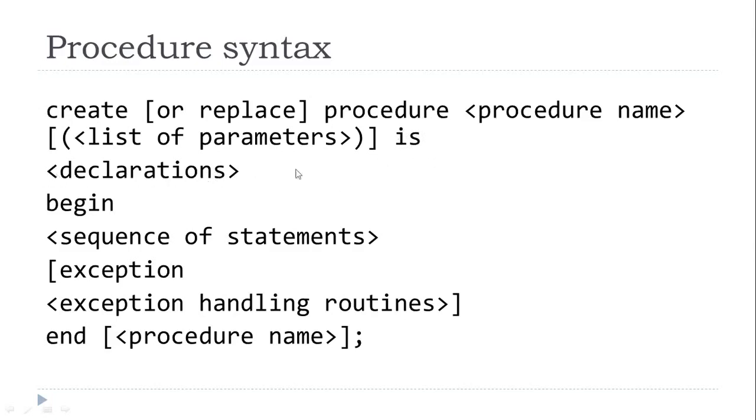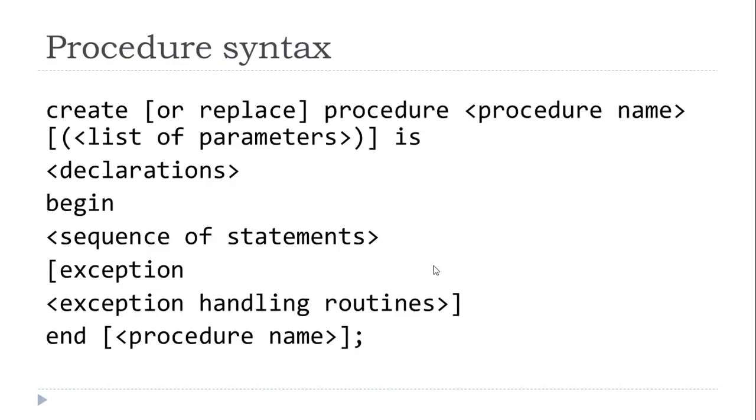The declaration comes between the IS and the BEGIN keyword, so we can declare variables, cursors, or whatever we want here. The block between BEGIN and END is called the business logic, or the body of the procedure. Here we can write a sequence of statements, and if we are using exceptions, whatever exception handling routines are there, we can use them here.